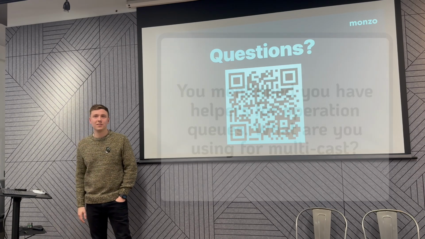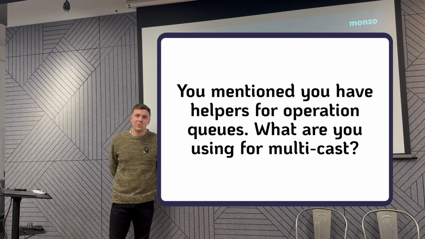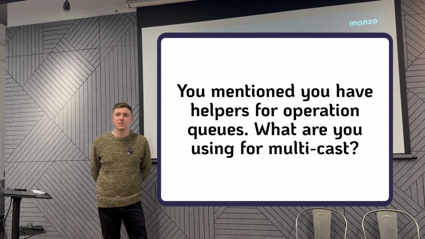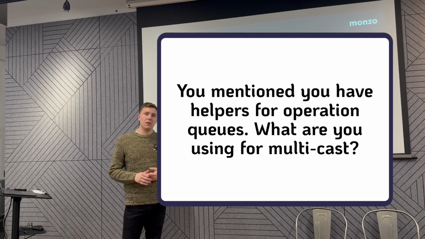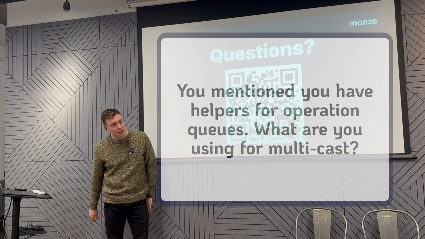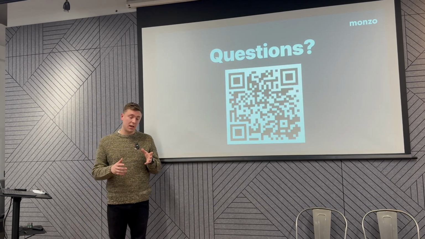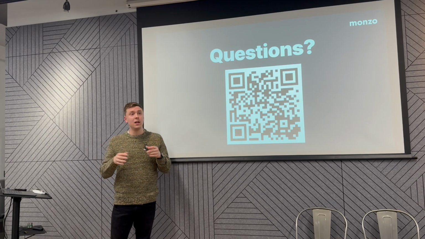I might have missed it, but you mentioned you've got your operation queue type helpers. What are you doing for multicast? Is that in the stuff you're building in libraries? When you say multitasks, do you mean? Multicast, as in subjects. Multicast. Okay, yes. So multicast is obviously not part of that.